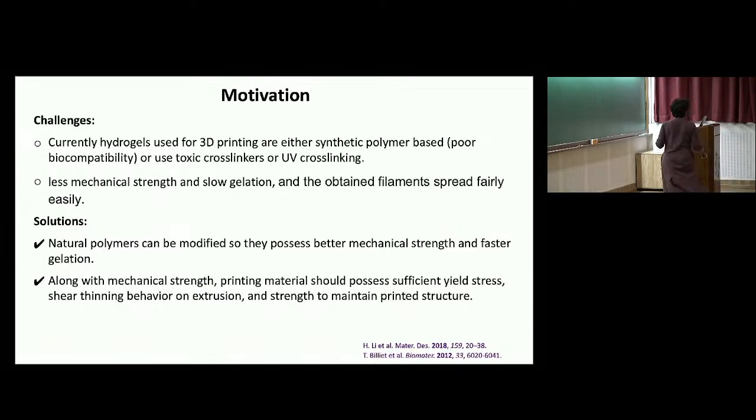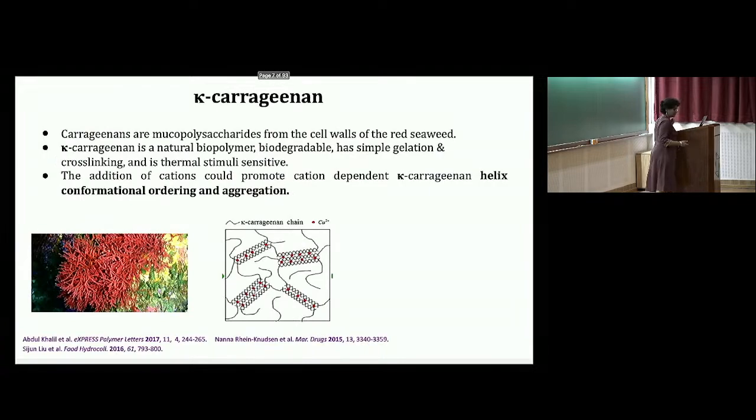So there are two polymers which I will discuss in my talk. The first is called kappa carrageenan. This is a very widely used food thickener. It doesn't have any nutritional value, but in a lot of gum candies which you eat, the thickening material is actually this kappa carrageenan. It is derived from red seaweed, and it is a natural biopolymer and has all the qualities of a natural biopolymer, namely biodegradable. And it has a simple gelation and cross-linking mechanism.